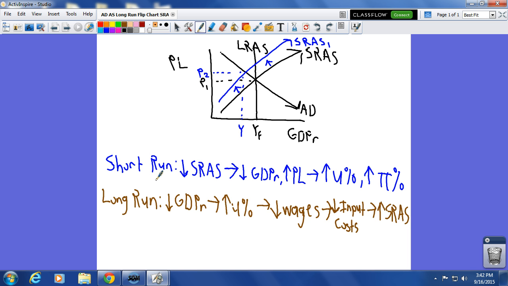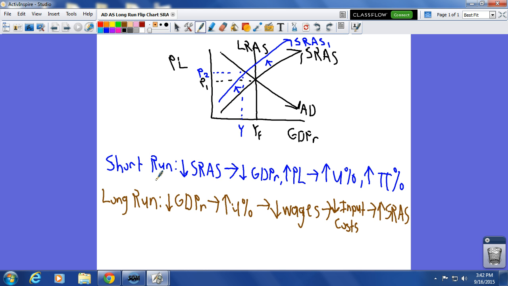All right, so once again, quick review: short run, long run. In the short run, wages and other input costs are sticky. Long run, wages and input costs are flexible, and therefore they will change, and we will see how in the long run, when wages and input costs become flexible, short run aggregate supply is going to react to that change in wages and input costs.